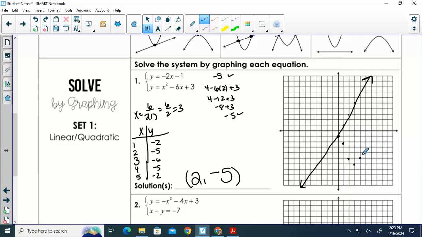So if we went through the whole process of graphing this other one. Oh, I graphed my line wrong, didn't I? I graphed slope with positive 2. I'll fix that. So here's our parabola. And then our line, y-intercept of negative 1 and a slope of negative 2.